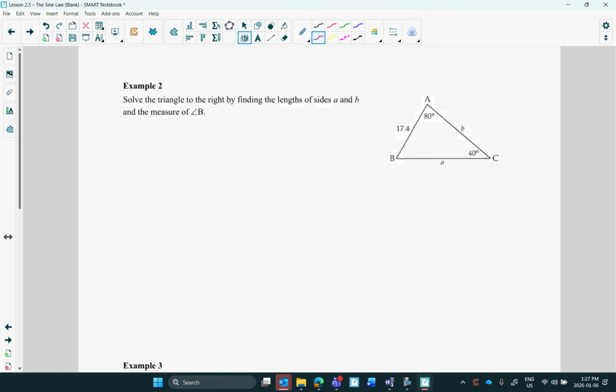Can you find it without using trig? How would you do it? 180 minus the other. Yeah. Because I know two of the angles, add those two angles together and subtract it from 180, or 180 minus 80 minus 40.